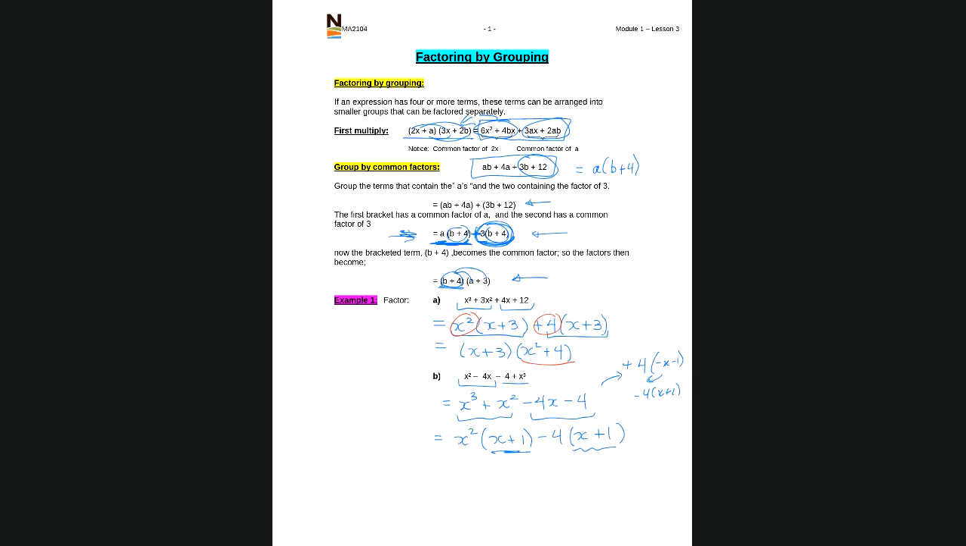So the bracket is common, and you're left with x squared minus 4. Now I hope you can realize that this is not completely factored. The last bracket is a difference of squares. So you have to do it one more time and factor the difference of squares. Now this is completely factored.